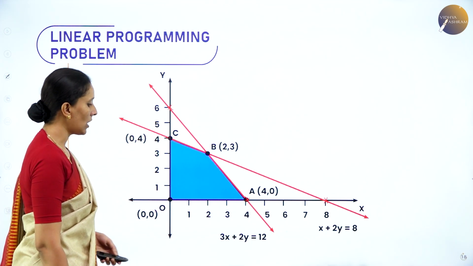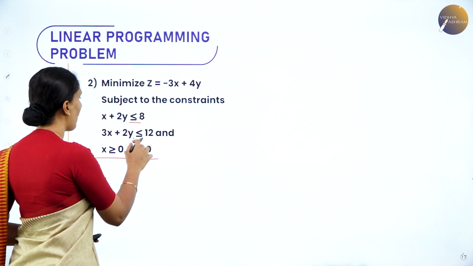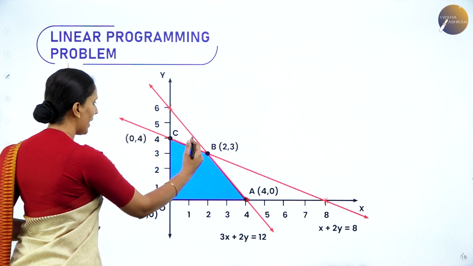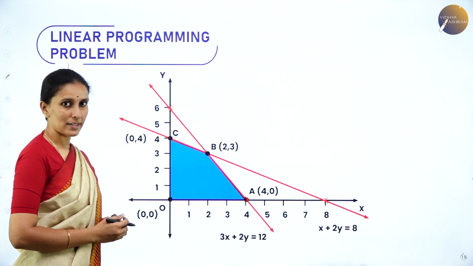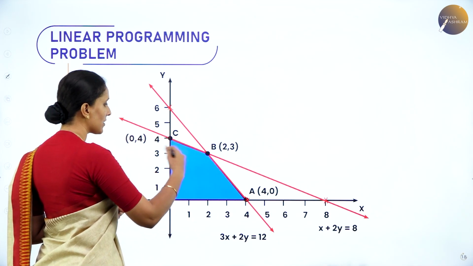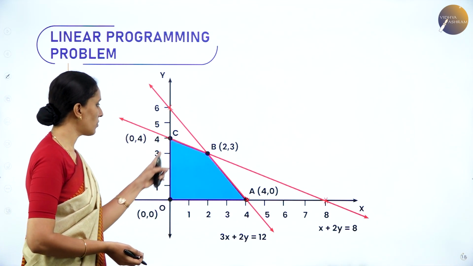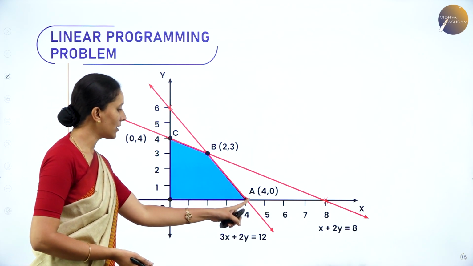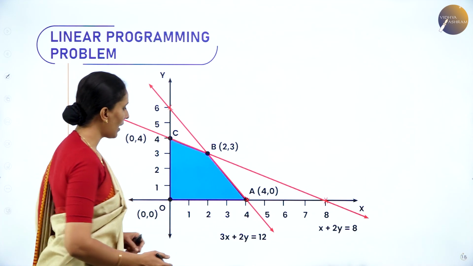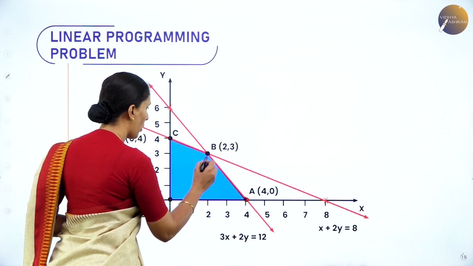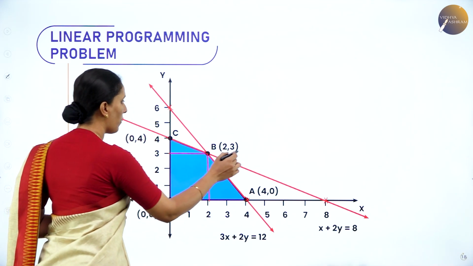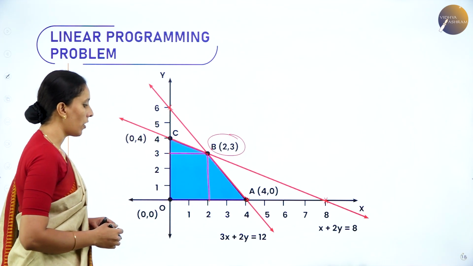Now, to find the solution here, both inequalities are less than or equal to. So that means the area below the line represents the solution, and this will be the common region which satisfies both the inequalities. Since we have the feasible region, we will mark the corner points here: O, A, B, C. From the graph, we can recognize this point, which is 2 on the x-axis and 3 on the y-axis. So the point (2, 3) is the corner point B.